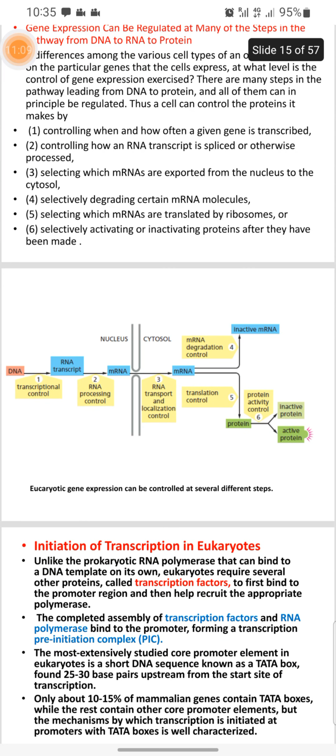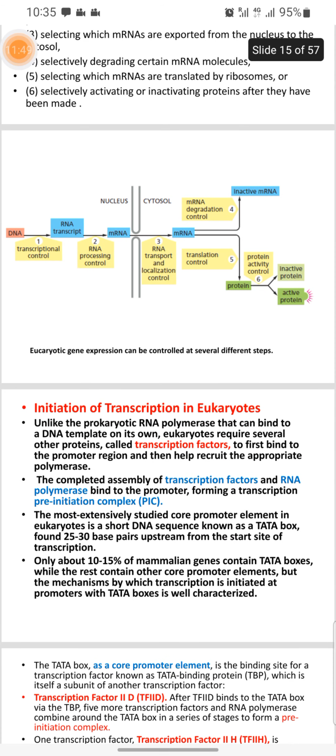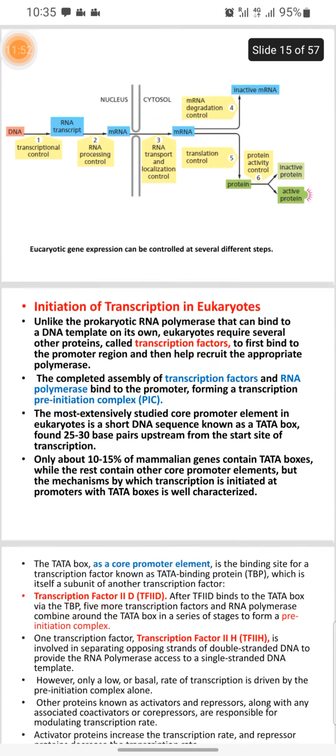First is the transcription control, which leads toward RNA transcription, because from the DNA the RNA transcription takes place. Then RNA processing control, then the mRNA is transported, and localization control may occur, and then it leads to degradation. Inactive mRNAs are formed, and translation control may lead to protein activity starting, and protein is formed. Some is inactive protein and other is active protein. These are the eukaryotic gene expression controls at the various steps, leading from DNA to protein formation.